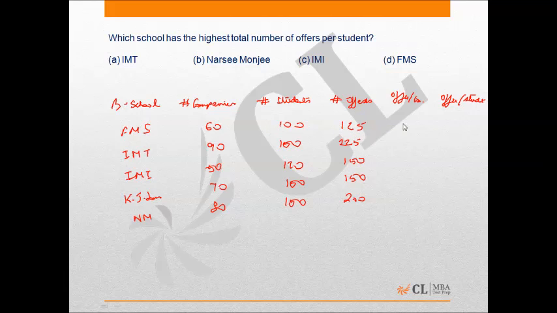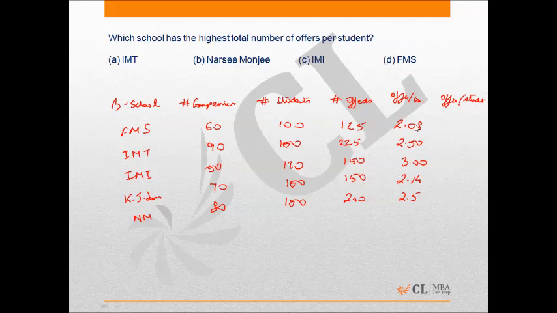So 125 by 60 would be the first one. That's 25 by 12, which will be 2.08. Then 225 by 90, that's exactly 2.5. 150 by 50 would be 3. 150 by 70 would be again 15 upon 7, which is 2.14. Then 200 by 80 is again 2.5.